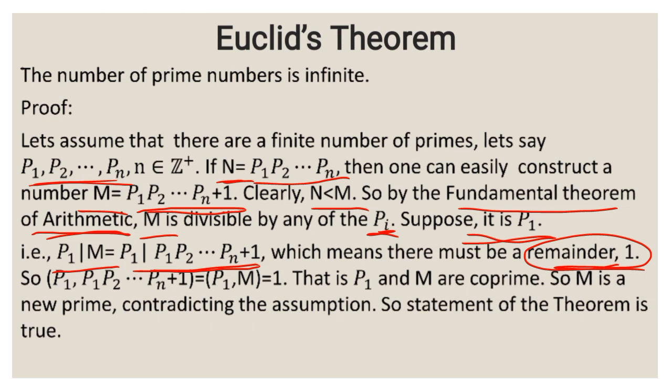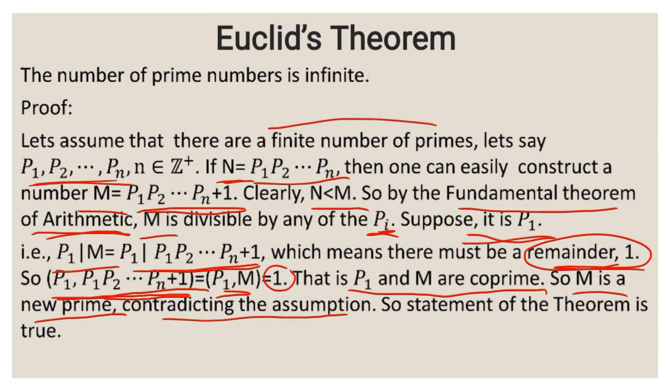Now that I have a remainder 1, I know that this means that the GCD, greatest common divisor, of P1 and m, which is the product of the P's plus 1, is going to be 1, meaning that P1 and m are co-prime. And if they are co-prime, it means that m is a new prime number, which is contradicting our assumption that there is a finite number of primes. So with that contradiction, it's obvious that this Euclid's theorem is true, that there are infinitely many prime numbers.